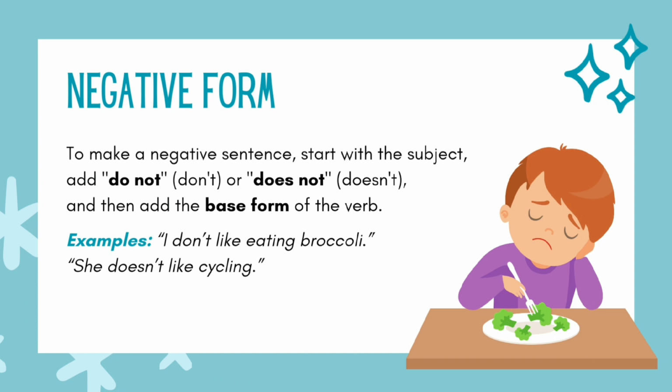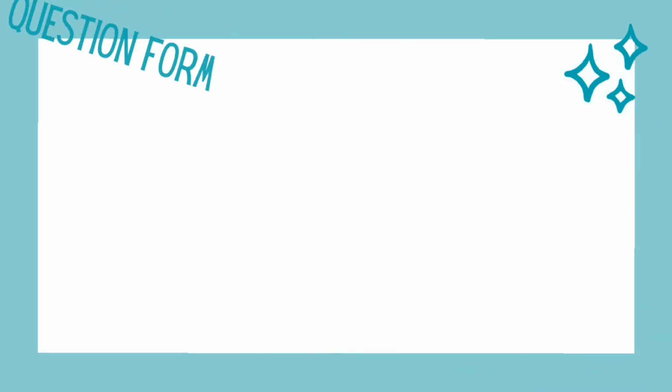Negative form. To make a negative sentence, start with the subject, add do not, don't, or does not, doesn't, and then add the base form of the verb. Example: I don't like eating broccoli.